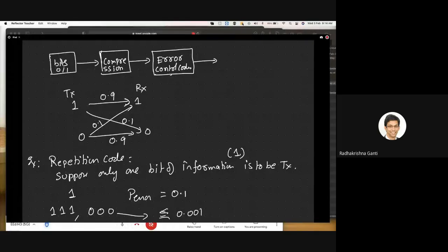I will tell the math of this later. I'll give it as a homework problem. It's very interesting. We'll look at this later. So this is the simple repetition code.